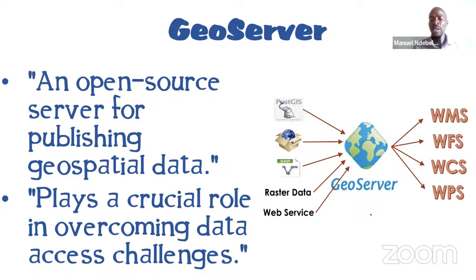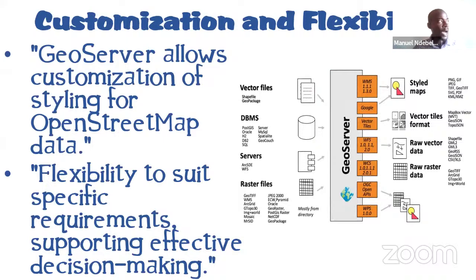Because it can store both raster data and vector data, and by way of visualization, you can visualize it as web map features or web map services. So GeoServer is basically an open source server that is good for publishing spatial data. Then it has this flexibility and customization, where we can customize our data sets. With OpenStreetMap, I've seen even the visualization of its data. It has customized some of the things. You can know that these are bus stops, these are roads, and so on.